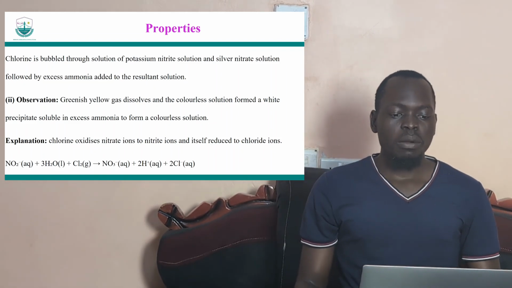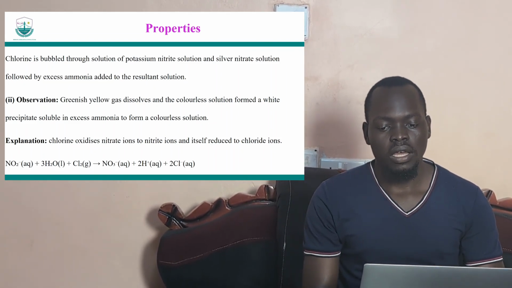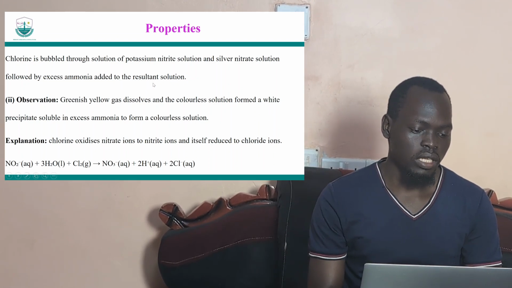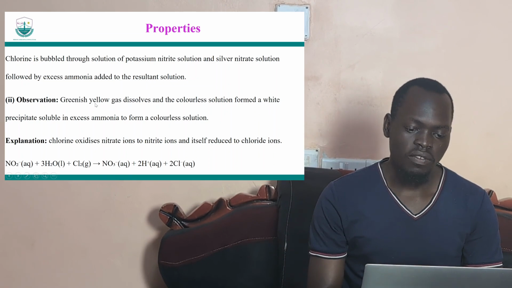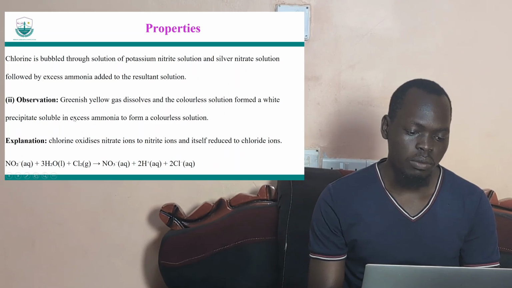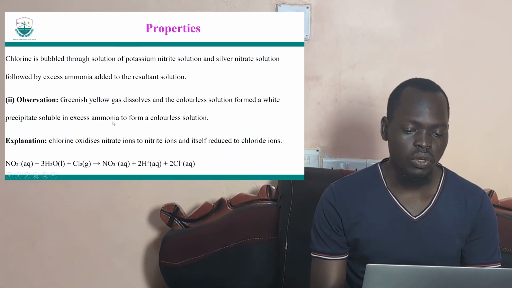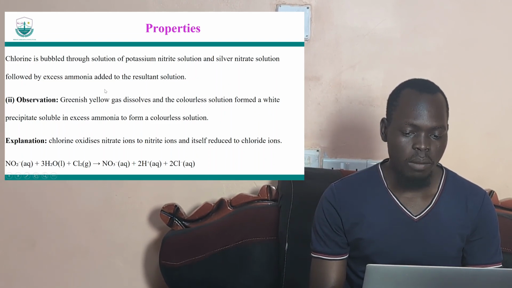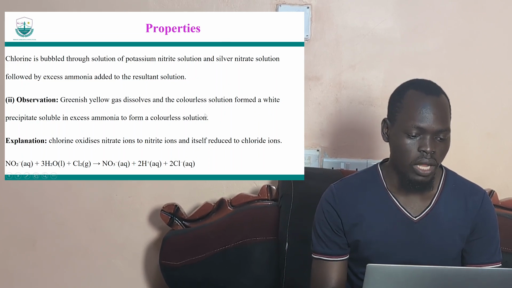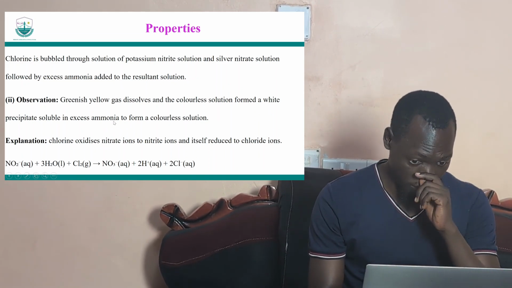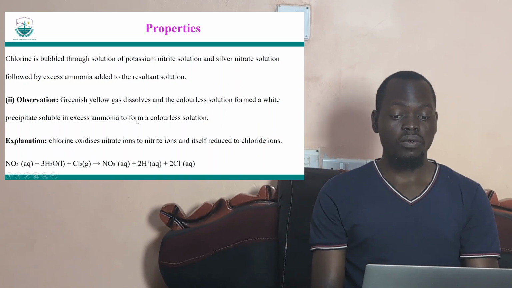Let's see what happens when chlorine is bubbled through a solution of potassium nitrite and silver nitrate, followed by ammonia, and then you add excess to the resultant solution. What happens? Observation: this greenish yellow gas will dissolve to give a colorless solution and a white precipitate. That is in excess ammonia. So when you add ammonia, the precipitate dissolves and forms a colorless solution. Upon adding it, you will have a white precipitate, and in excess of ammonia, you will form a colorless solution.